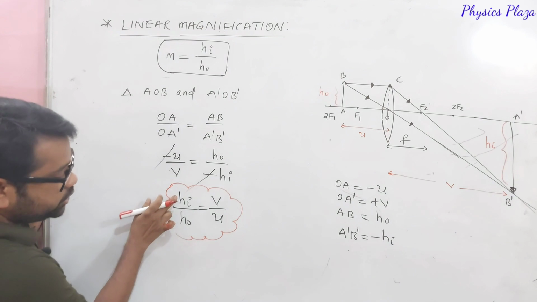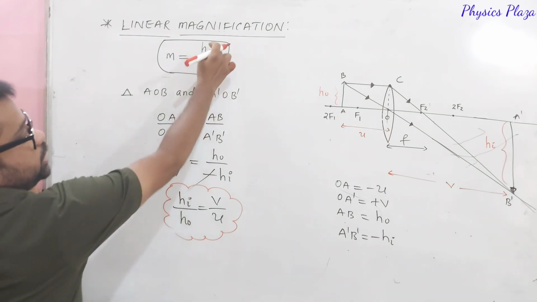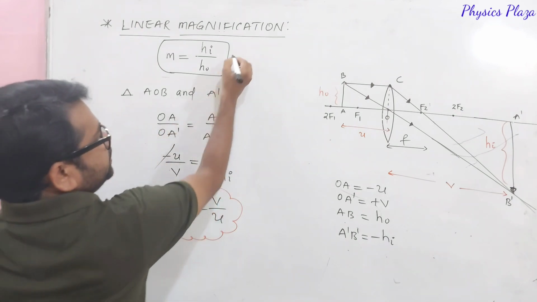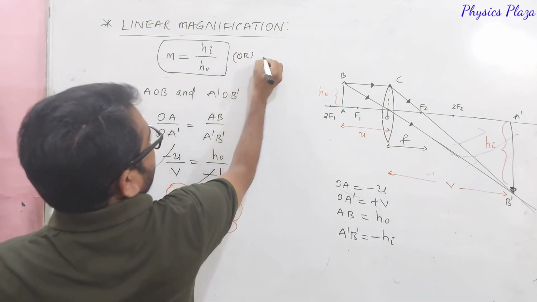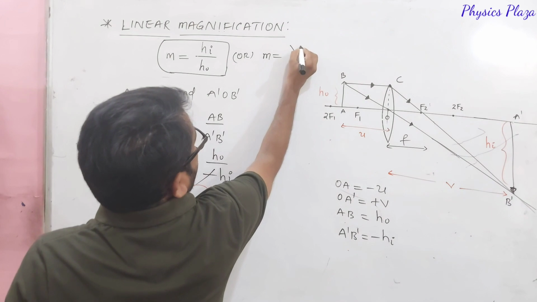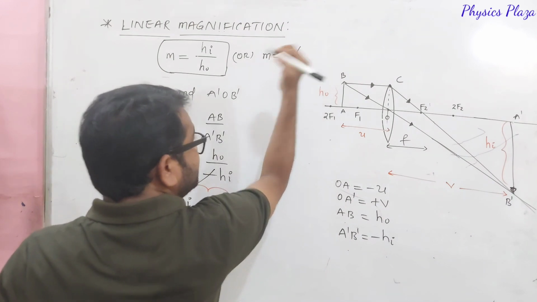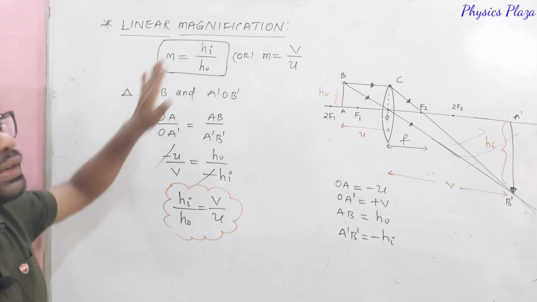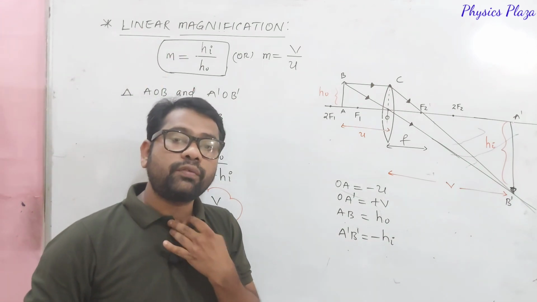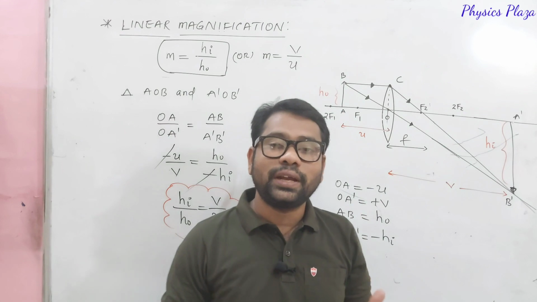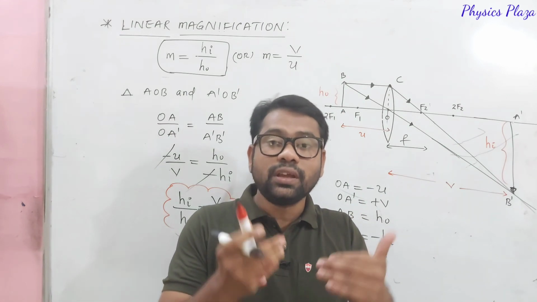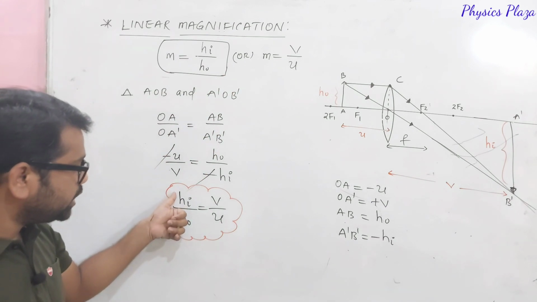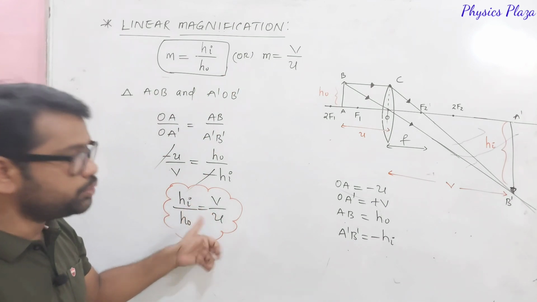And we know that hi by h naught is m. So we also can define linear magnification like this: it is defined as a ratio of image height to the object height, or image distance to the object distance. So children, what is linear magnification? It is a ratio of image height to the object height or image distance to the object distance. Now how are these related? hi by h naught is equal to v by u.